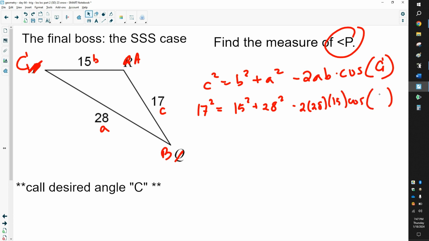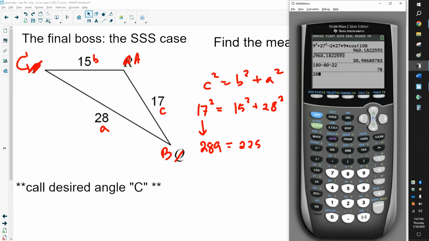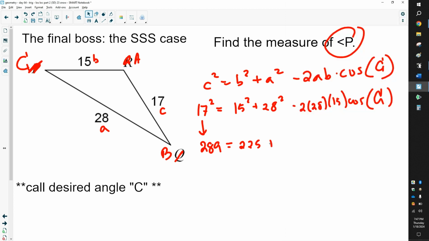Cosine of, well, I don't know what angle C is, so I'm going to put that as my variable, cosine of angle C. So what follows now is a bunch of arithmetic, some of which you can do in the calculator to make it easier, but not all of which. So 289 is 17 squared, 15 squared is 225, 28 squared, I'll confess I do not know. It's 784. Now, I'm following the order of operations, which, just as a reminder, you may have learned as PEMDAS.